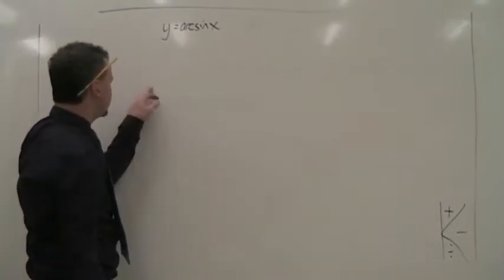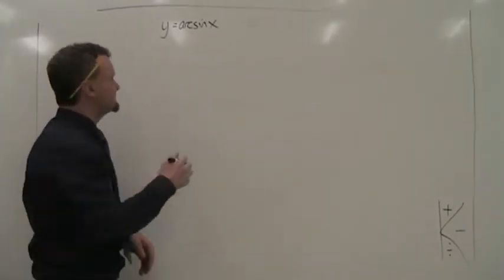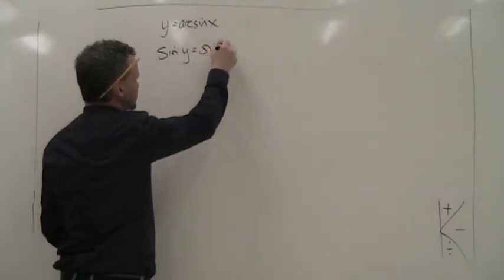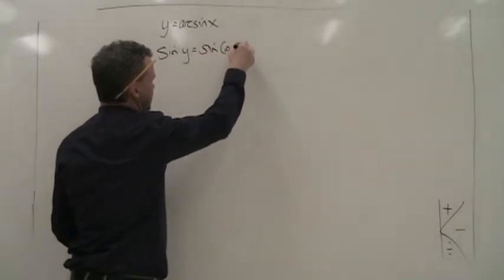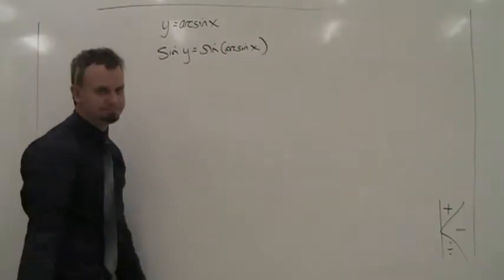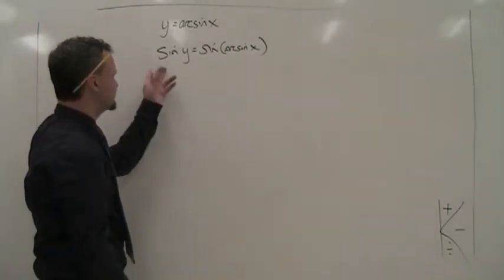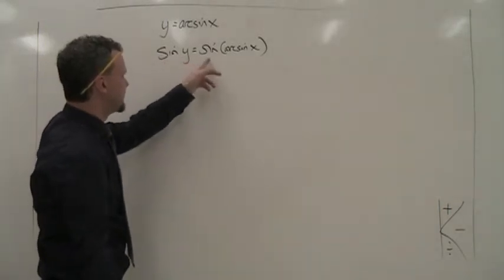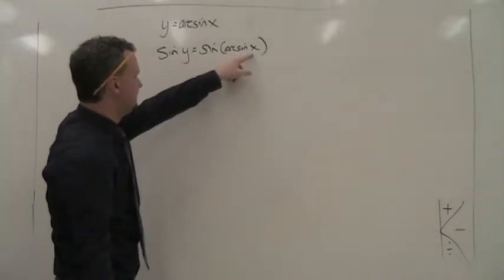So to do that, the first step I'm going to take is I'm going to take the sine on both sides of the equation. Okay, there's a reason for that. There's a reason I'm choosing to take the sine on both sides. So now we have the sine of y equals this mess. Sine of arc sine of x.